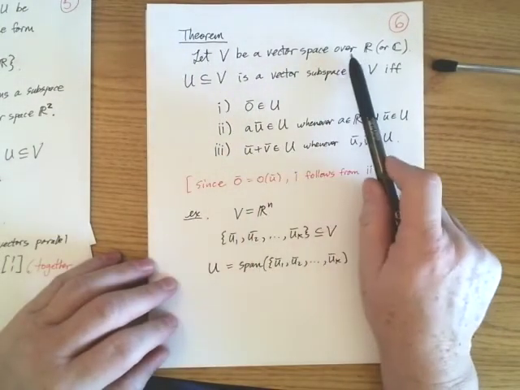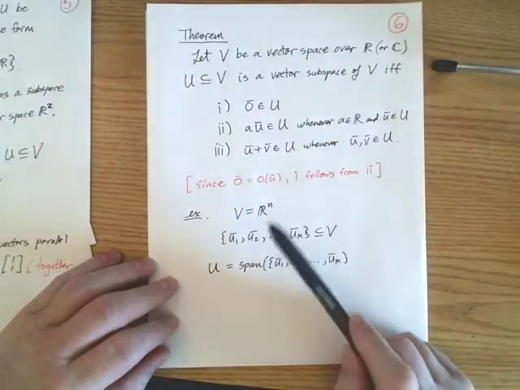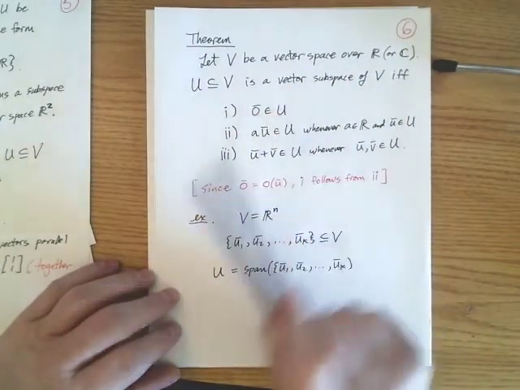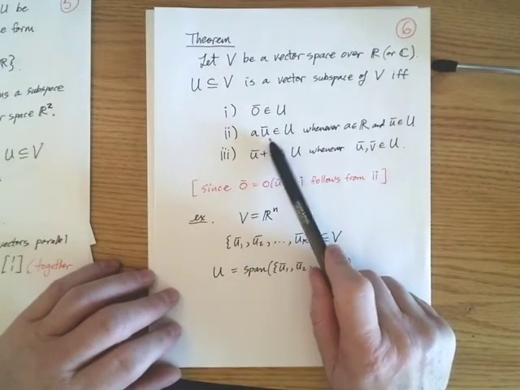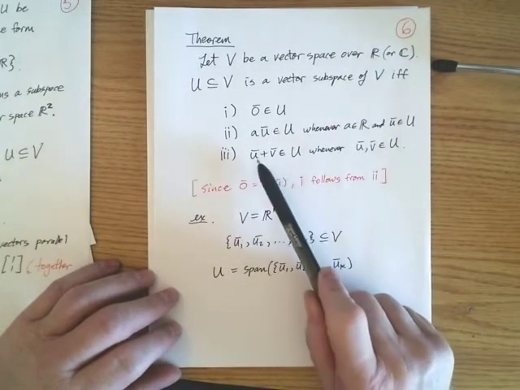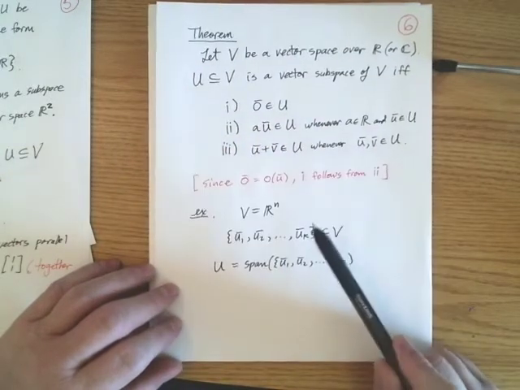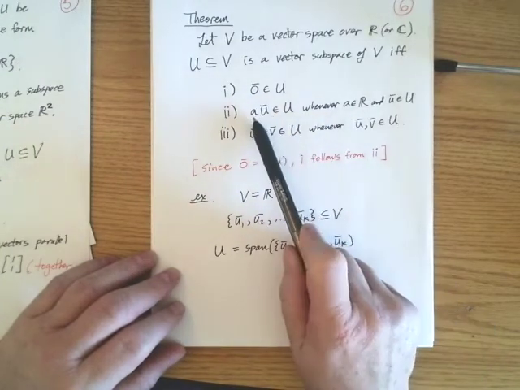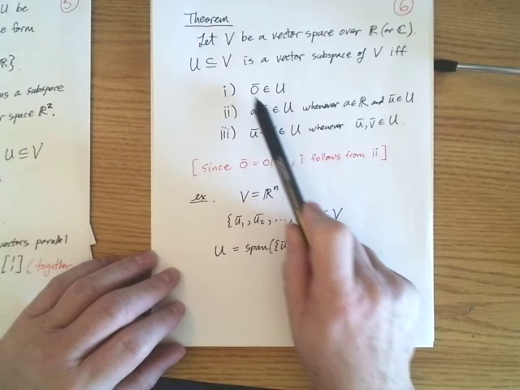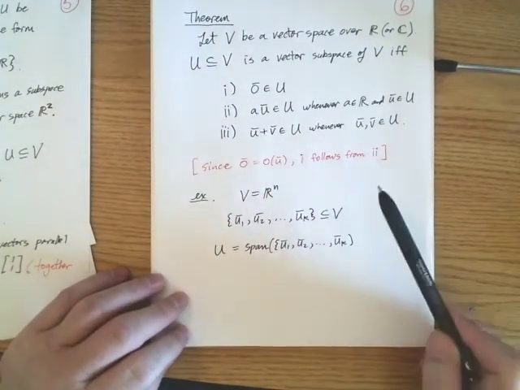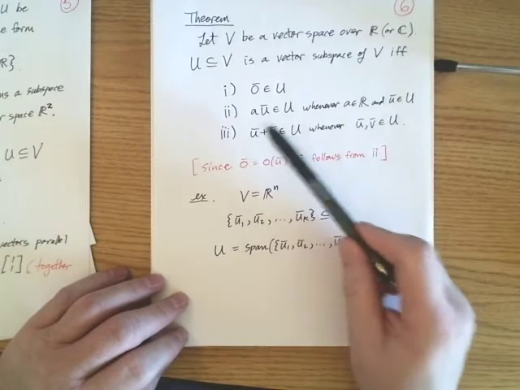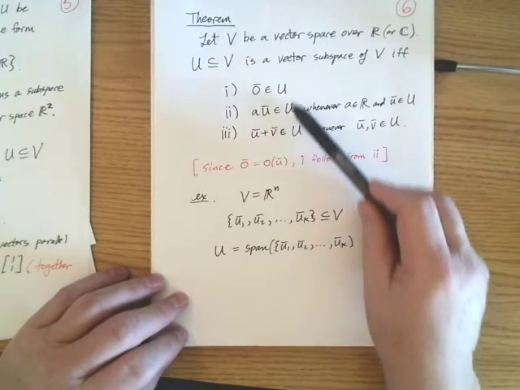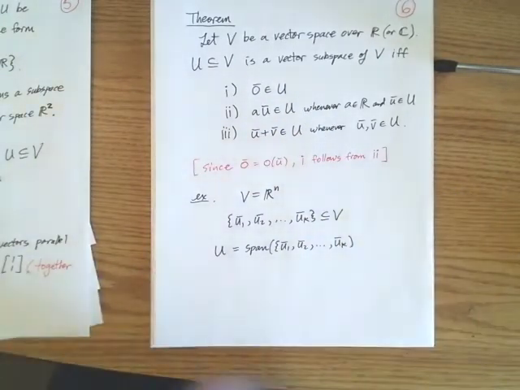Let V be a vector space over the reals or complex numbers. A subset U of V is a vector space of V if and only if the 0 vector's in there, it's closed under scalar multiples, and it's closed under sums. By the way, the 0 vector actually has to be contained in this because I showed that 0 times any vector is the 0 vector, so it's kind of redundant here. But the point is basically that you've got a subspace of another vector space if you've got these closure properties. That's all you really need to pay attention to.